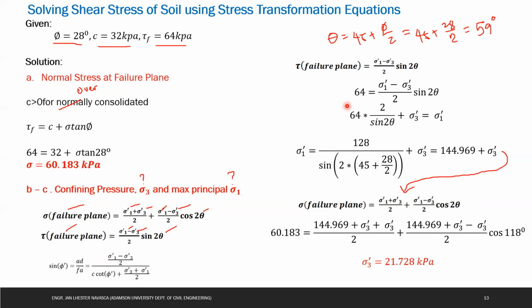Then using this value of sigma 3, substitute natin dito sa equation na sigma 1 equals 144.969 plus sigma 3. You get your value of sigma 1 to be 144.969 plus 21.728, you get 166.697 kPa. So that is letter B and letter C in our problem 3.